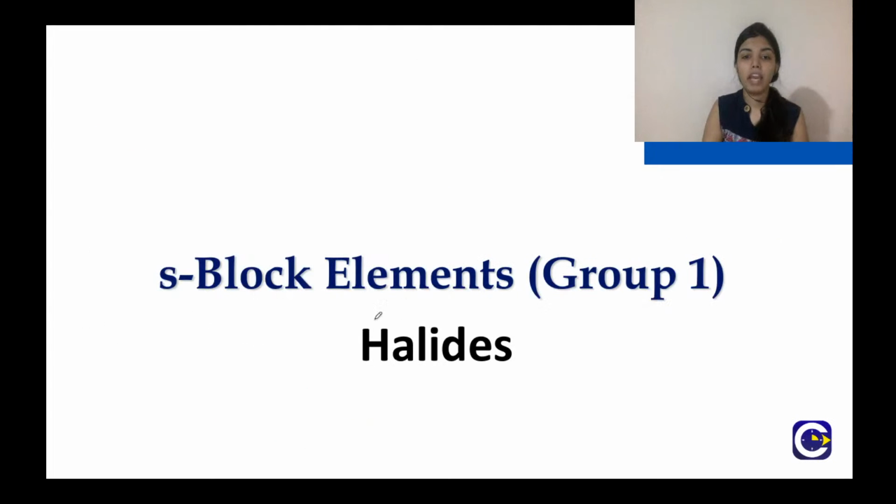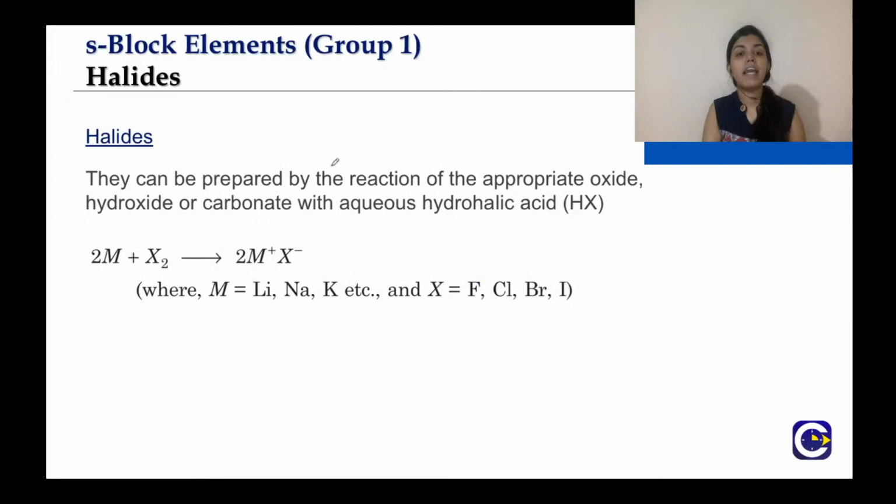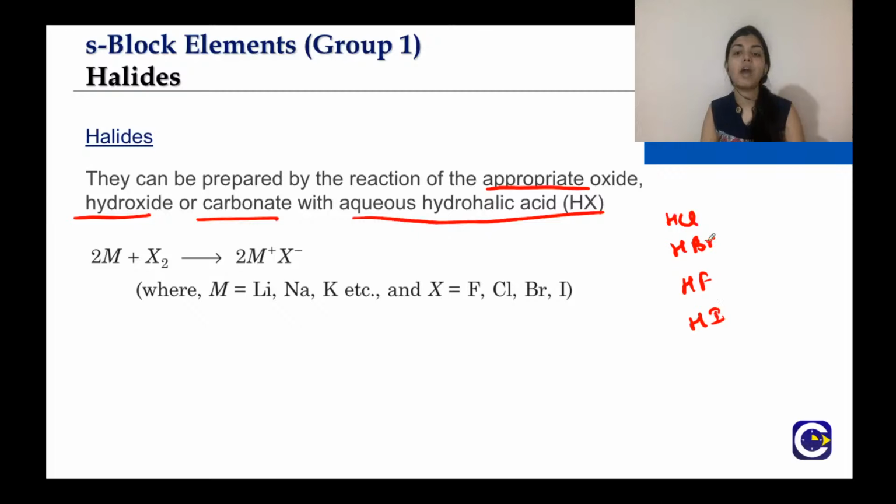Now we will study halides. See, halides can be prepared by the reaction of the appropriate oxide, hydroxide or carbonate with aqueous hydrohalic acid. So HCl, HBr, HF or HI are known as hydrohalic acids. Hydro for hydrogen, halic for halogen, right? Now if you take an appropriate oxide or hydroxide or carbonate and treat it with HCl, HBr, HF or HI, you will get the corresponding metallic halide, right?